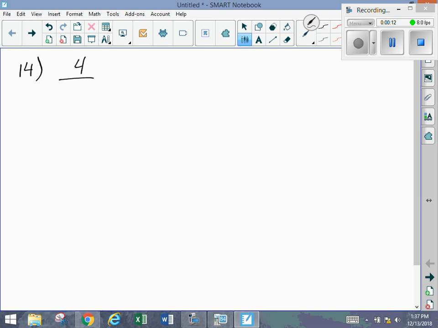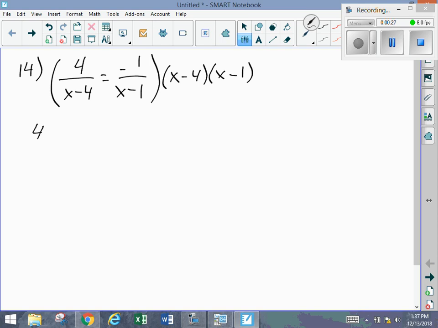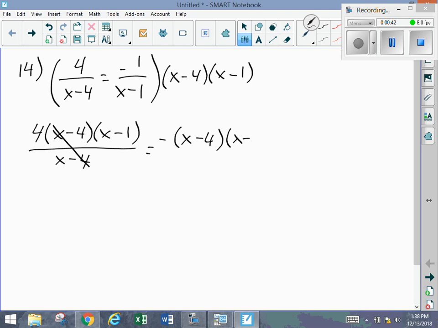We're going to solve 4 over x minus 4 equals negative 1 over x minus 1. What is my common denominator? It's going to be x minus 4 times x minus 1. So when I multiply that through, I'm going to have 4 times x minus 1 times x minus 4, all divided by x minus 4. I will cancel. Let's continue this first. And then x minus 4 times x minus 1.